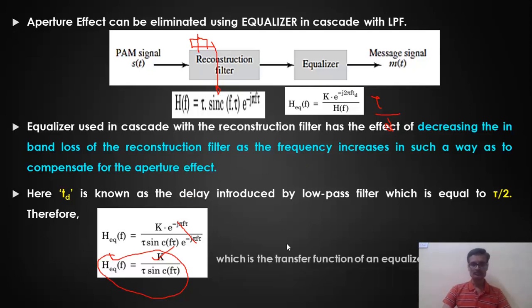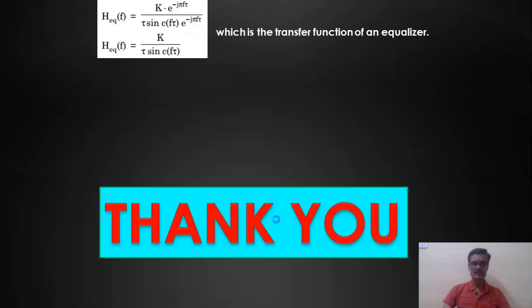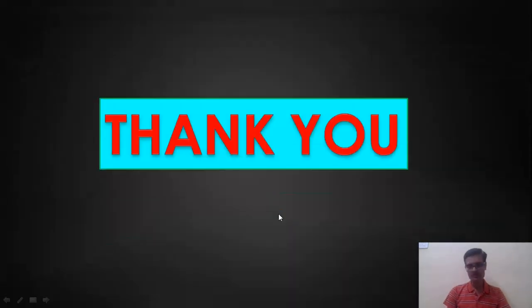So to conclude this video, what I have explained is a type of PAM called flat top sampling, the problem we face in flat top sampling, which is called the aperture effect, and how to avoid that problem by using an amplitude equalizer.